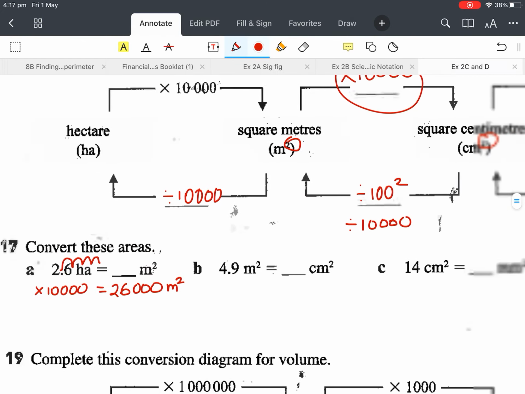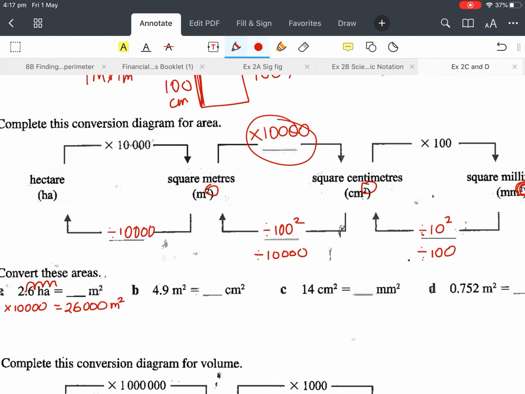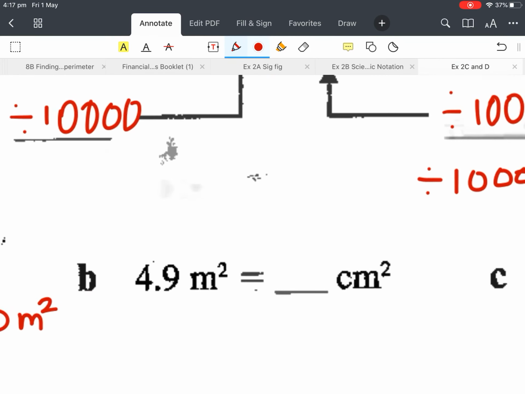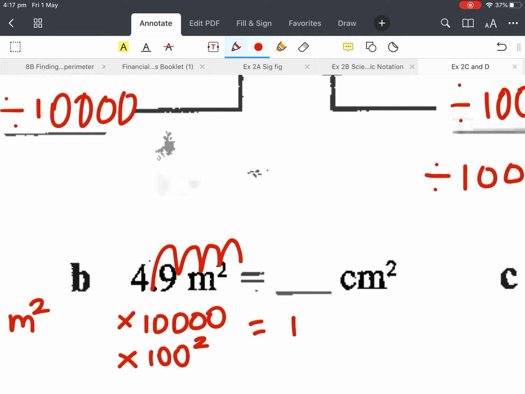Next one, B, metre squared to centimetre squared. So metre squared is in the middle, to centimetre squared. I am timesing by 10,000 again. Or if you like, you can times by 100 squared on your calculator. I'll leave that up to you. So that means I'm moving 1, 2, 3, 4 places because there are 4 zeros. That gives me an answer of 4, 9, and then 3 zeros for those 3 spaces.